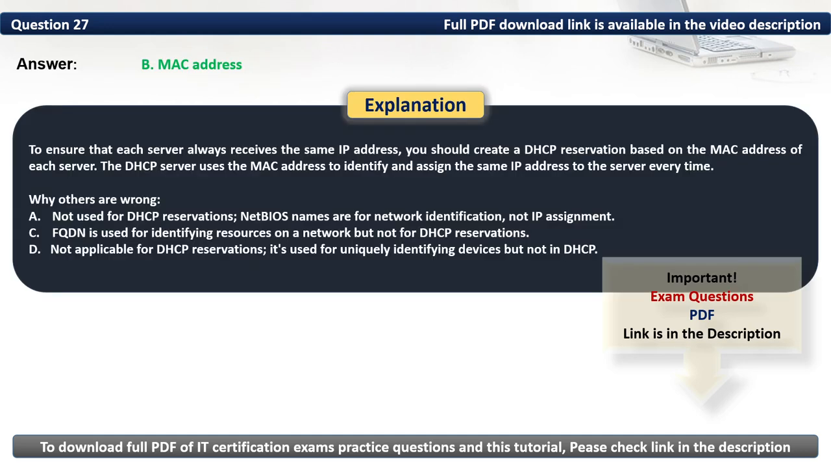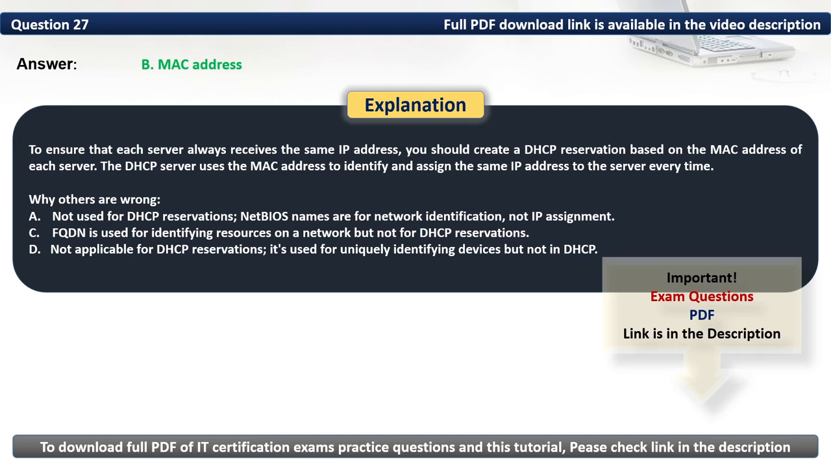To ensure that each server always receives the same IP address, you should create a DHCP reservation based on the MAC address of each server. The DHCP server uses the MAC address to identify and assign the same IP address to the server every time.